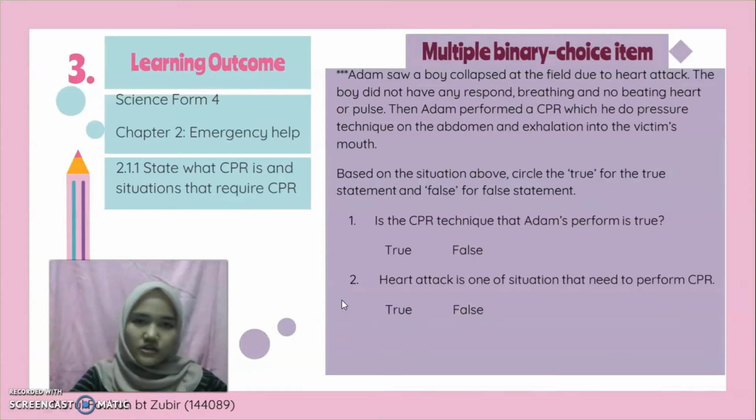And here the multiple binary choice item can let students not rely on memorizing the information, but they need to answer the question based on the stem given. So students will need to think deeply about what the answer for the question is.